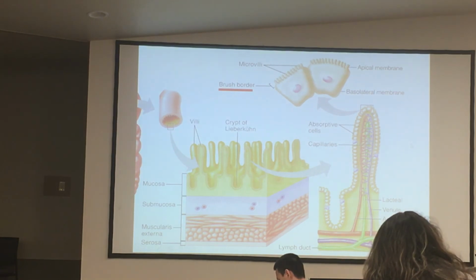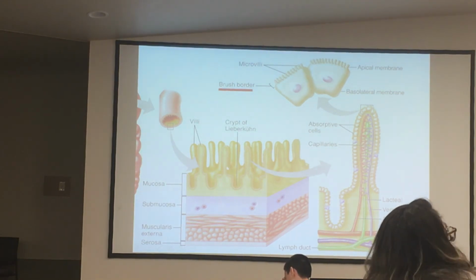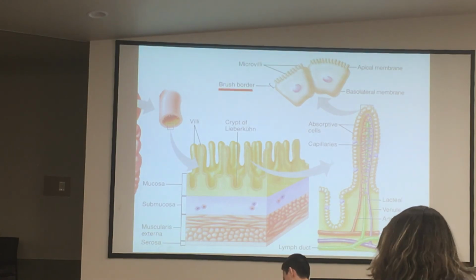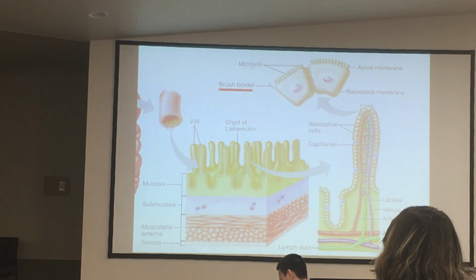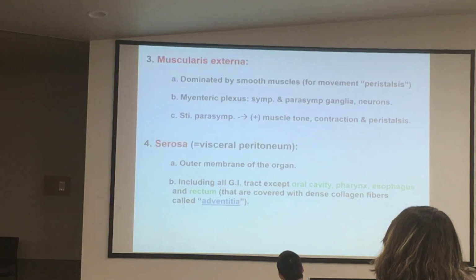This one I copied from another textbook. It shows you one villus, and the green color is the lacteal, and on the top is epithelial cell, and on top of the epithelial cell are microvilli. We also call it brush border. Okay. So the first area is mucosa, and then we have submucosa.